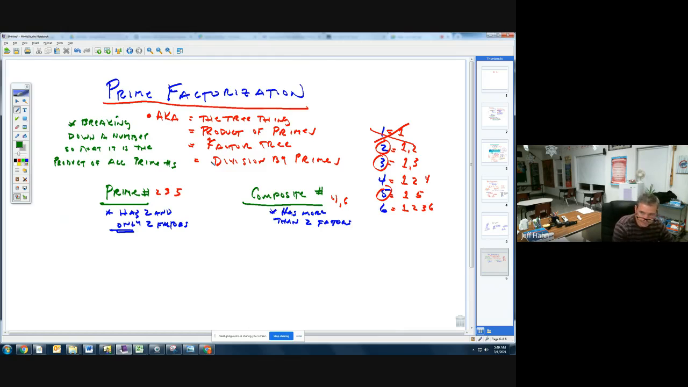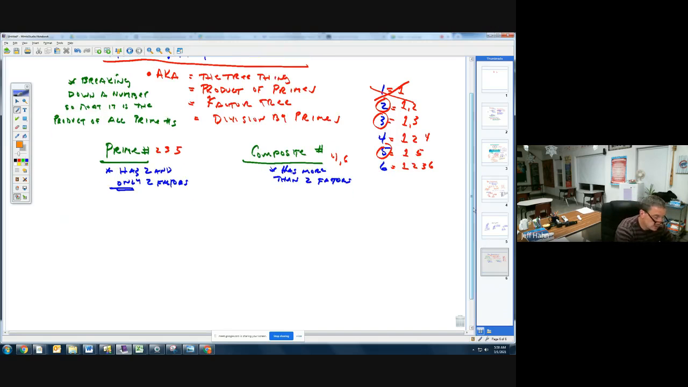So for example, let's say I have the number, well, I guess we need to do this first. There are 2 different ways that we can do these problems. One way is to do a factor tree. That's method number 1. Method number 1 is a factor tree, or the tree thing.